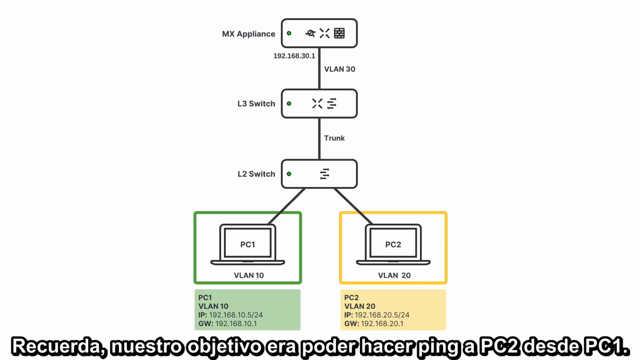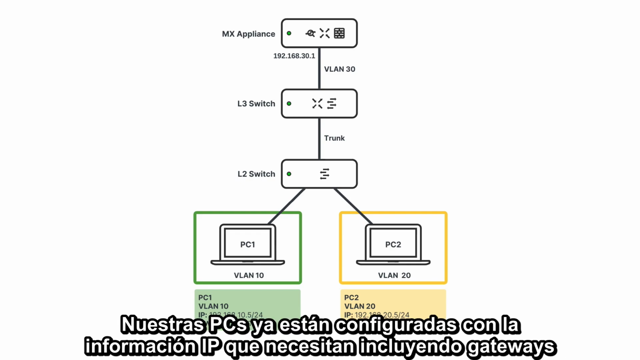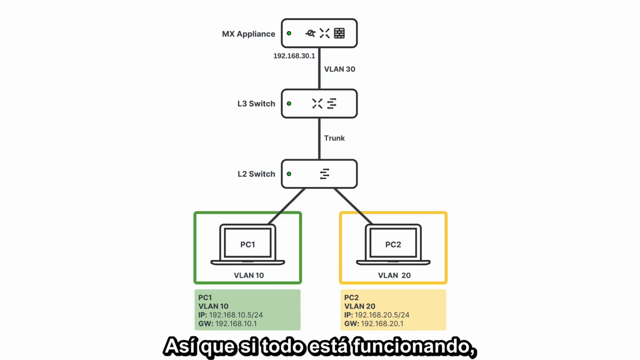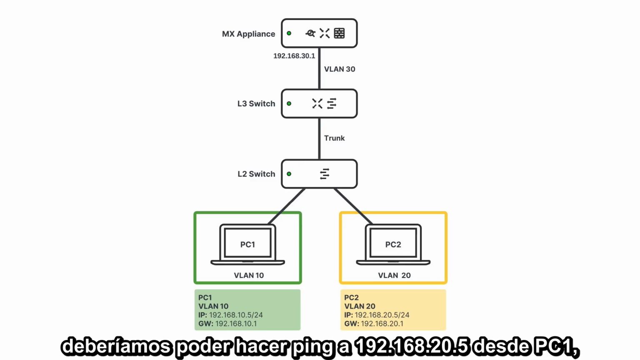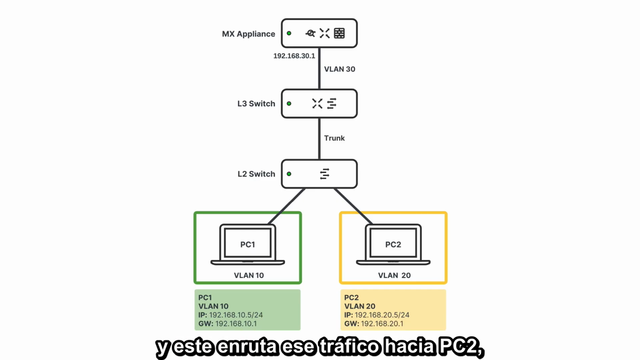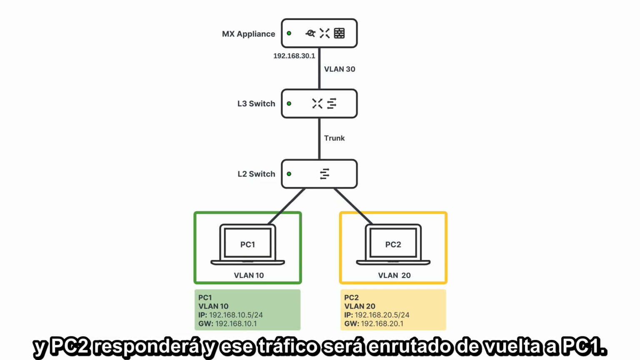And remember, our goal was to be able to ping PC2 from PC1. And our PCs are already configured with the IP info that they need, including their gateways, which are configured to be those interface IPs that we just created. So if everything is working, we should be able to ping 192.168.20.5 from PC1. It should send that ping to its gateway, which is our layer 3 switch. It will route that traffic to PC2. PC2 will respond, and that traffic will be routed to PC1.